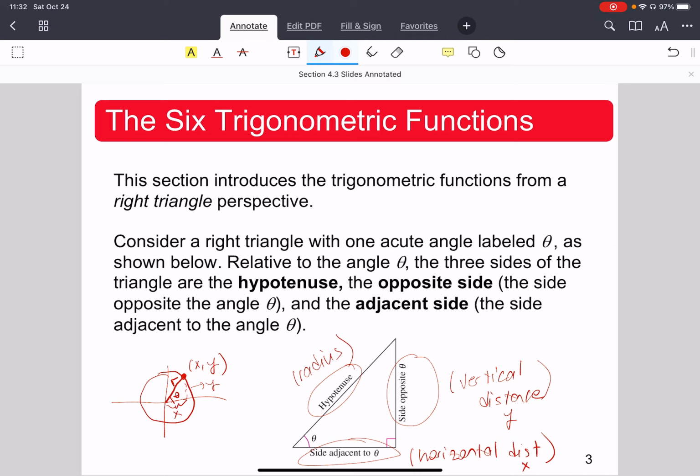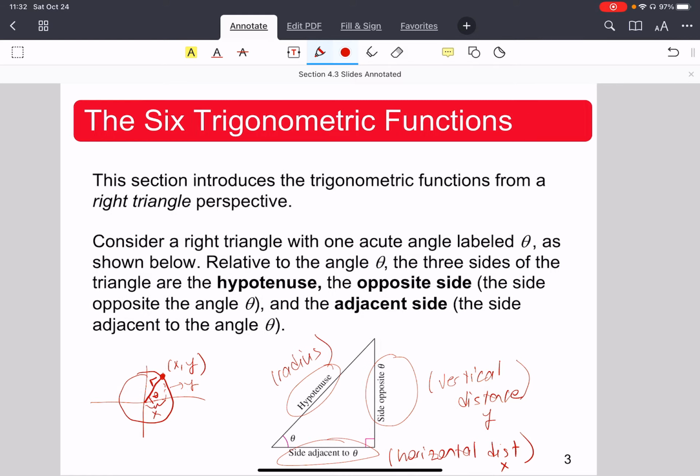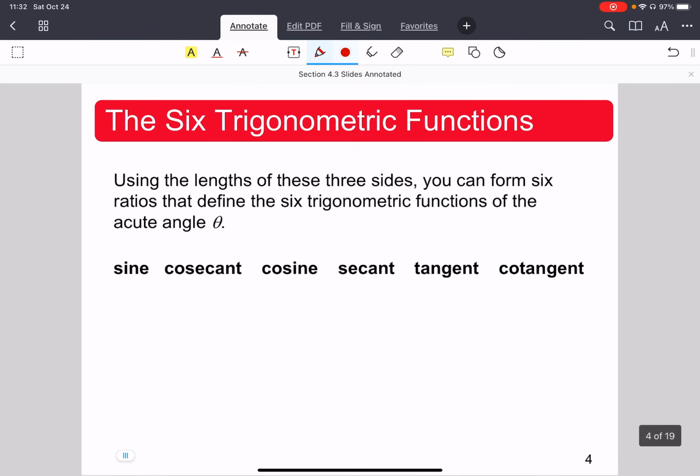So now what I'm basically doing is creating a more generic right triangle, and using a little bit different language: hypotenuse, side opposite, and side adjacent. Using the lengths of these three sides, we can actually form 6 ratios that define the trig functions. What I want you to pay attention to is ratio. We can always come up with a ratio using an angle, and that ratio always stays the same.